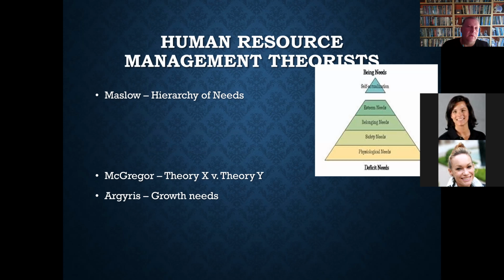I separate them into two separate schools of thought because there is a profound difference between human relations and human resource management theory. Again, human relations theory at the end of the day was focused on making the organization effective and helping the organization achieve organizational goals. In the human resource management school, it's not only about the organization's goals, but it's about helping the individual employee achieve their own individual goals as well. And so the goals of the individual employee become just as important as the goals of the organization.